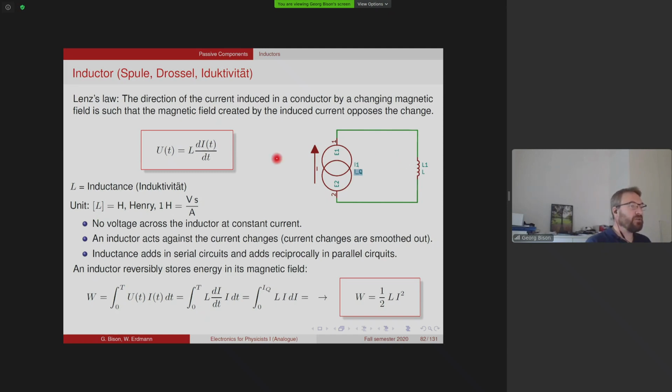Now, in analogy to the capacitor, we can define this fundamental differential equation: the voltage that is needed to have a change in current is proportional to this change in current, and the constant of proportionality is the inductance. Inductance is measured in Henry, and Henry is volt-seconds per ampere. So as I said, if there's no voltage across the inductor at constant current, the inductor acts against current changes. So it tries to smooth out current changes.